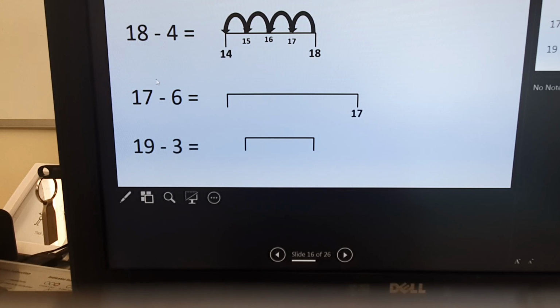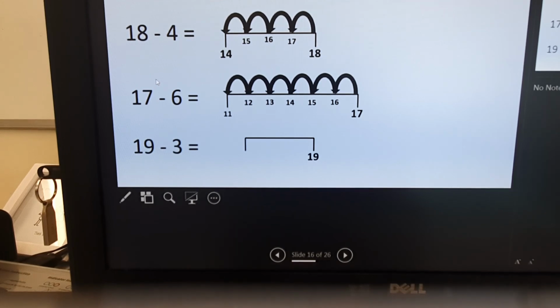Okay, so starting at 17, you should have jumped back 6. And your answer should be 11. Okay, starting at 19 this time, we're jumping back our 3 as we're taking away 3, subtracting 3, 1, 2 and 3, and our answer is 16. Well done.